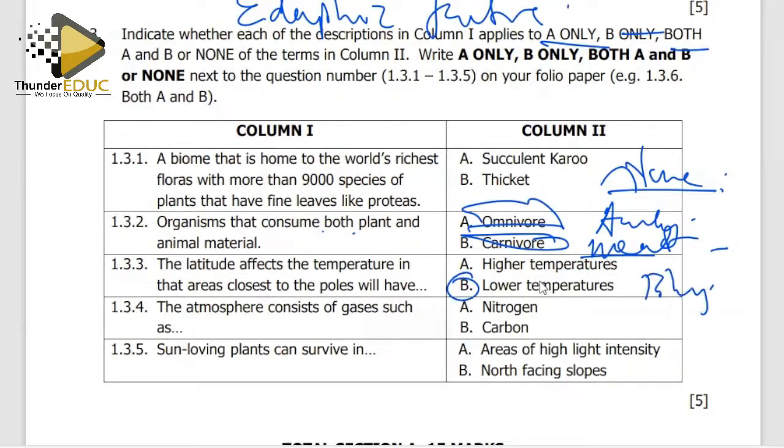The atmosphere consists of gases such as... The answer is A only. Is A only. Because carbon is not a gas. Yes.